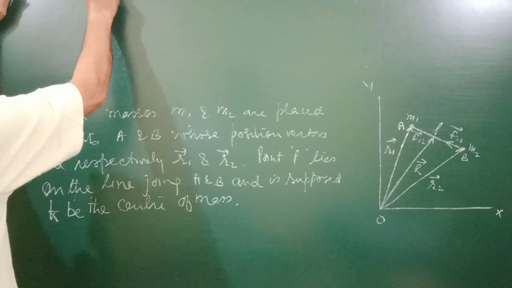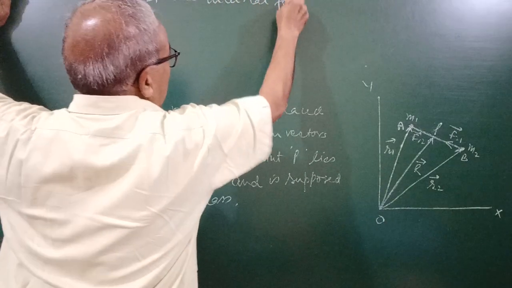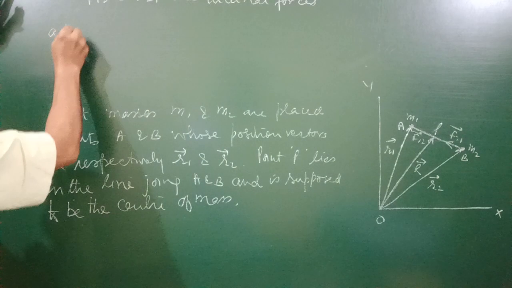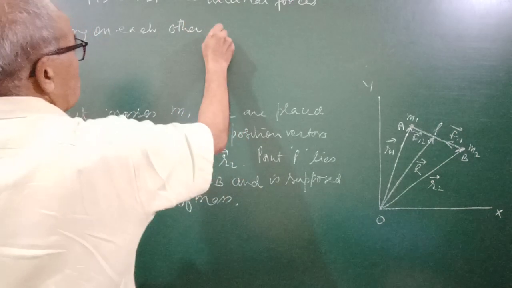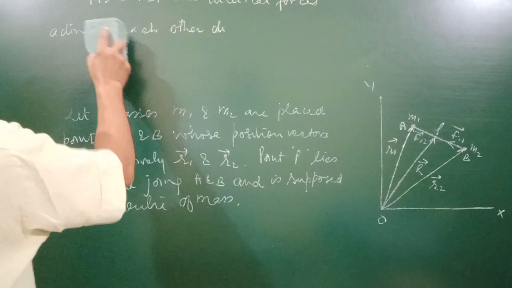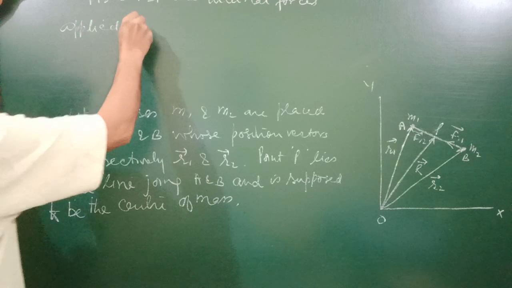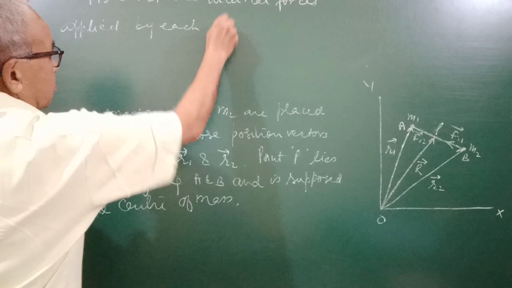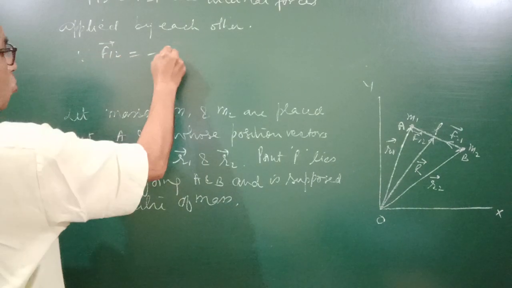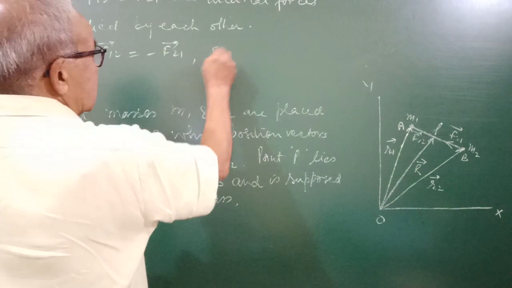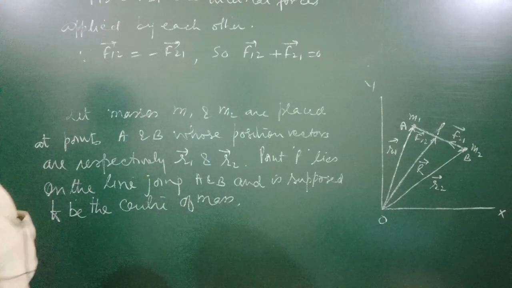Now, here F12 and F21 are the internal forces acting on each other, applied by each other, and since F12 equals minus F21, F12 plus F21 equals 0. So the unbalanced force becomes 0.